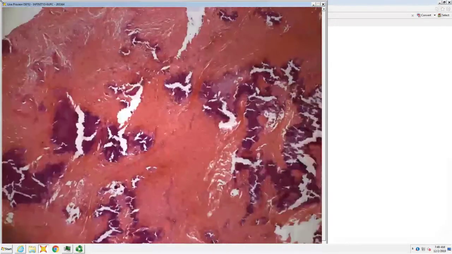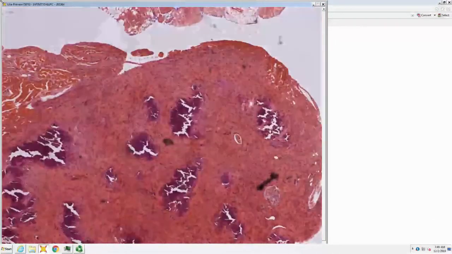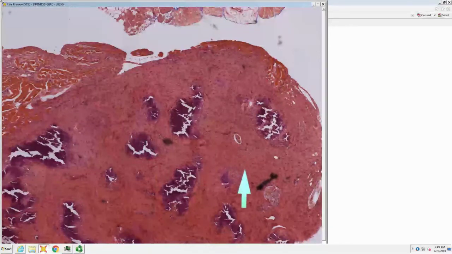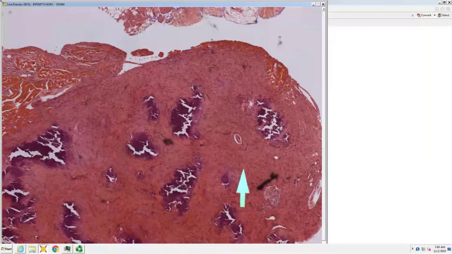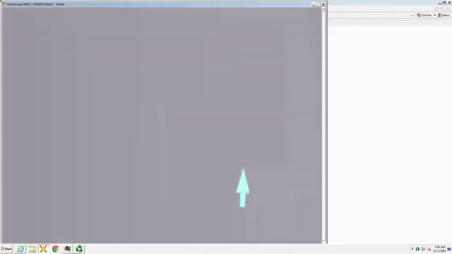Okay, what's this? Calcification. Yeah. Palisading around calcification in a fibrous tumor. No. So calcifying aponeurotic fibroma. Very good.